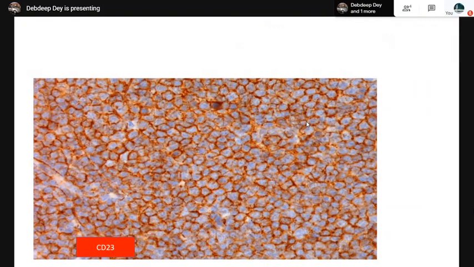Now, in real life, this is a case which you will not get too often because most of them can be diagnosed with flow cytometry. So it is only when they're thinking of a diffuse large cell transformation that you will be able to pick it up.